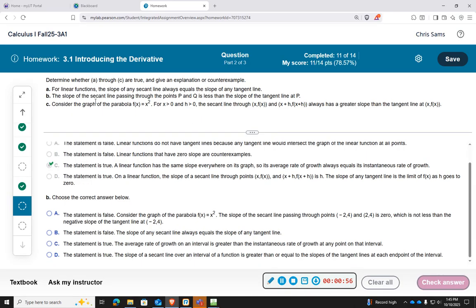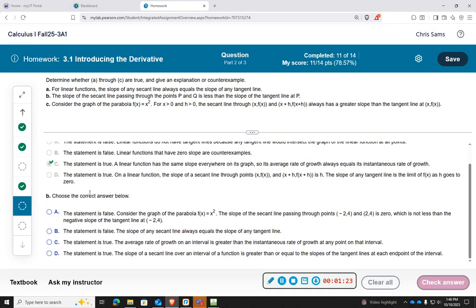B, the slope of the secant line passing through the points P and Q is less than the slope of the tangent line at P. Okay, so we don't even know what the function looks like. We could pretty much come up with an example that would make that false, depending on if the slope is increasing or decreasing and how we draw it. So this is not going to be true every time. So we'll say the statement is false and we'll pick the correct example.